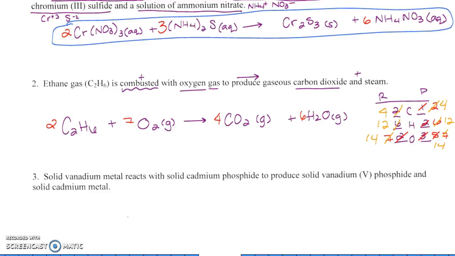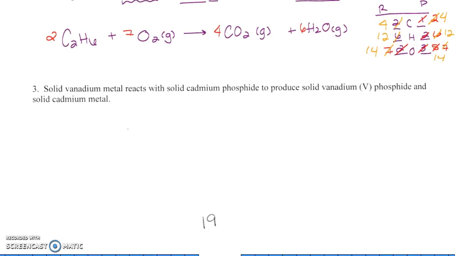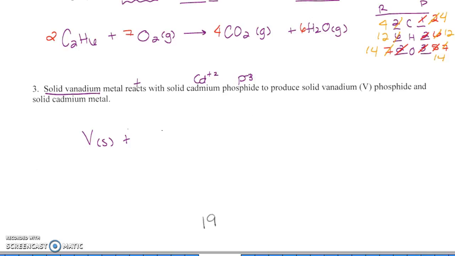So then let's quickly do the last one, and I'm going to let you balance that one on your own at the end. So solid vanadium metal. The chemical formula for vanadium metal is just going to be V, and it's a solid. Reacts with, it indicates a plus sign, solid cadmium phosphide. We have Cd, which always has a +2 charge, phosphorus, which has a -3 charge. So to balance those out, we're going to get Cd3P2, and we know it's a solid.